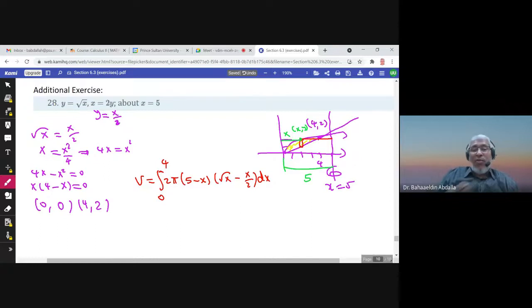And again, homework for you: after this time with volume by disk and washer and volume by cylindrical shells, you should be able to find the volume using shells here.